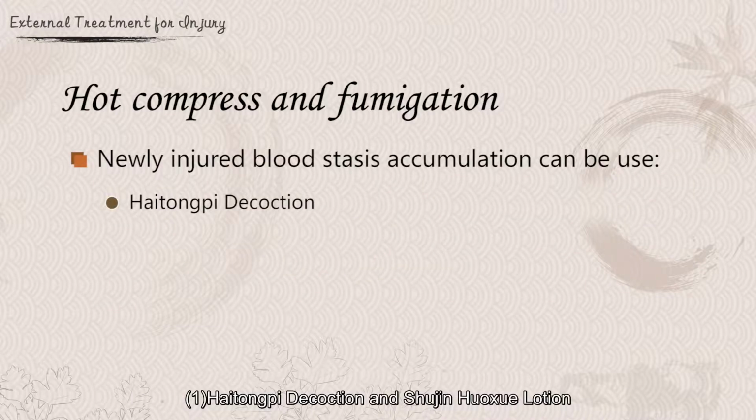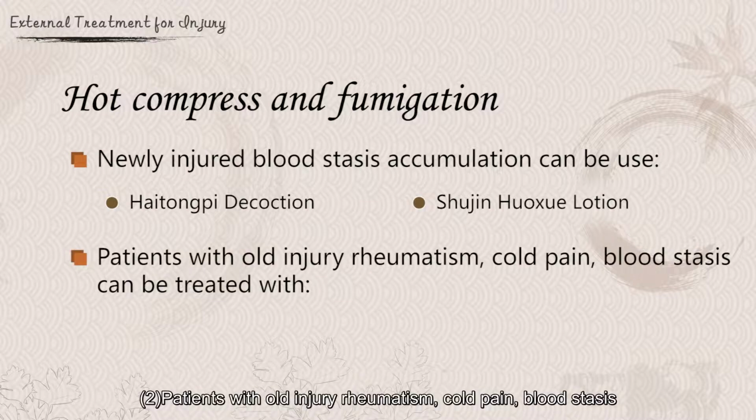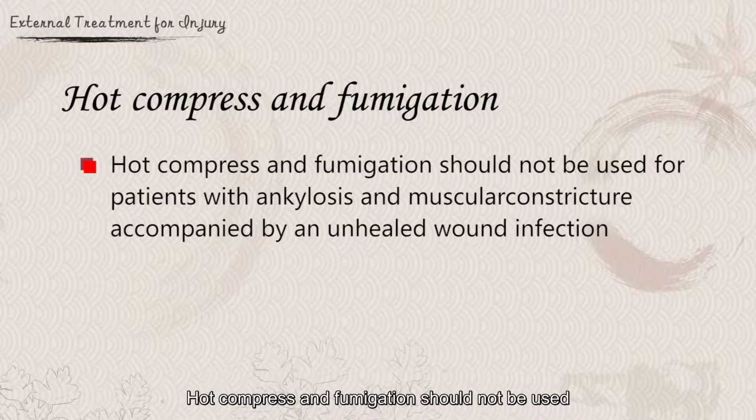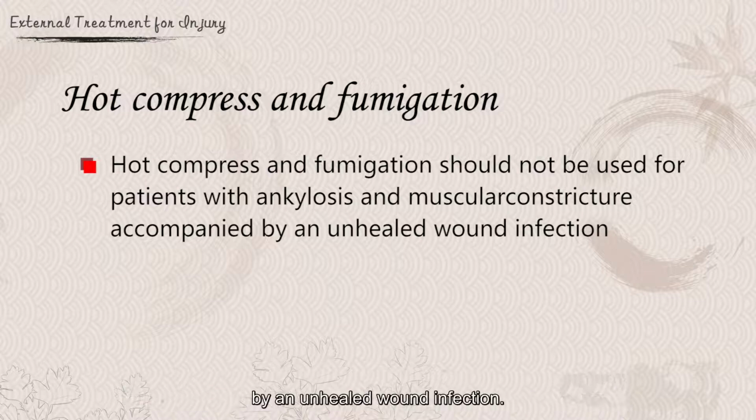海桐皮 decoction and 舒筋活血 lotion can be used for patients with newly injured blood stasis accumulation. Patients with old injury, rheumatism, cold pain, blood stasis can be treated with upper limb injury lotion and lower limb injury lotion. Hot compress and fumigation should not be used for patients with ankylosis and musculoconstricture accompanied by an unhealed wound infection.